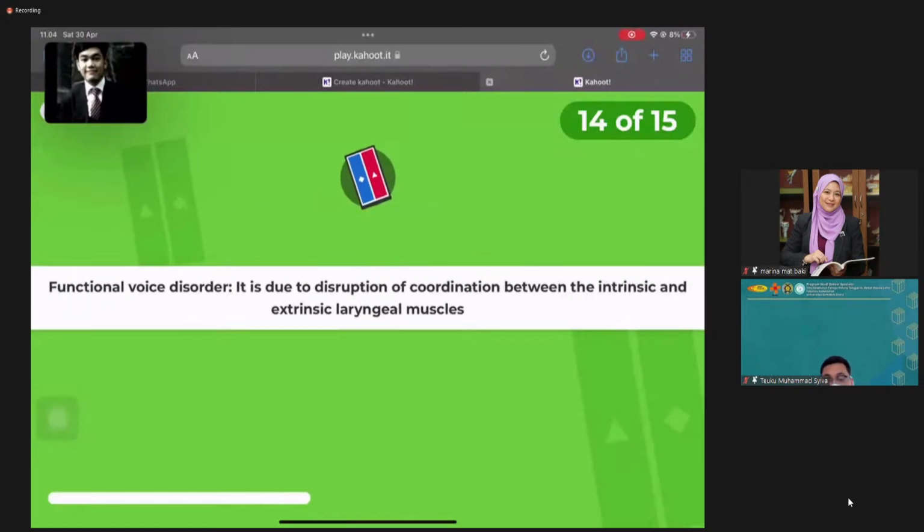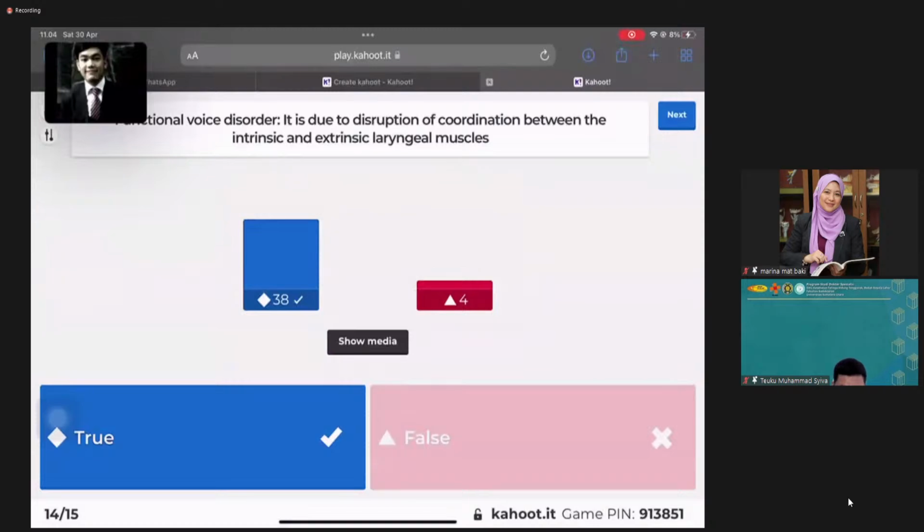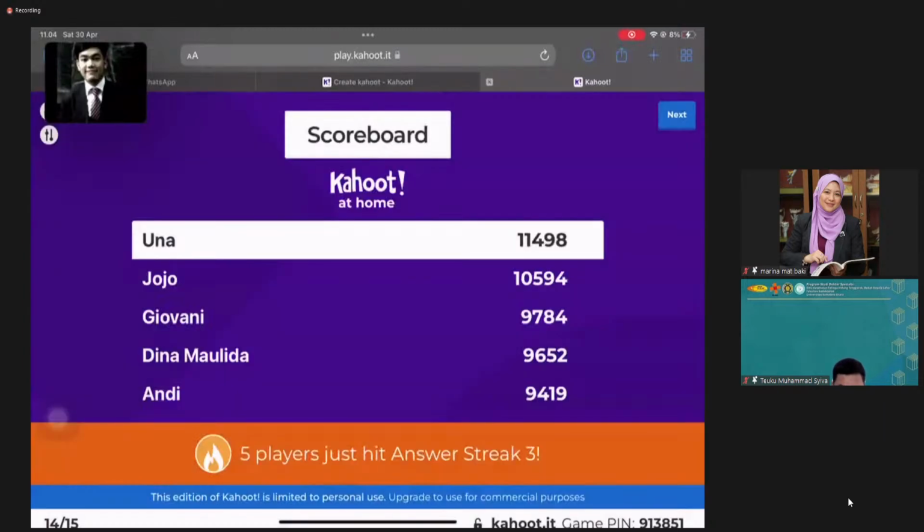Functional voice disorder. This is due to disruption of coordination between the intrinsic and extrinsic laryngeal muscles. True or false? Five seconds left. Okay, the answer is true. Still Una.